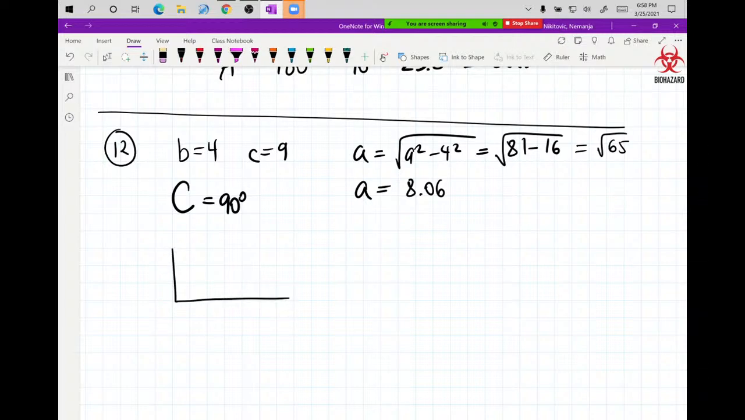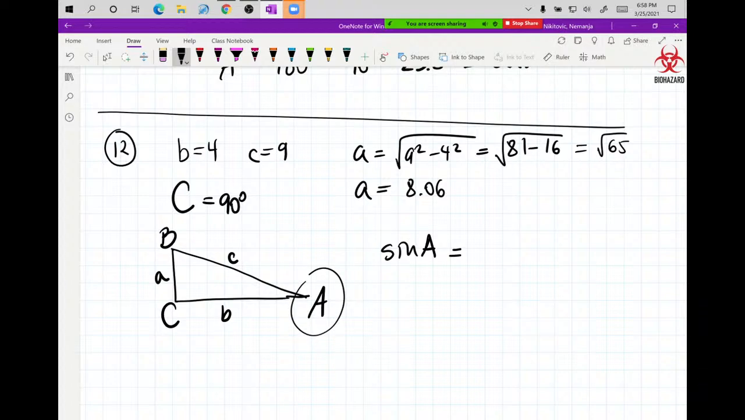Again, draw any way you want. Just make sure that capital C and lowercase c are opposite, capital A and lowercase a are opposite, capital B, lowercase b are opposite. And let's say you want to write sine of A. So you want A to be the angle you find. Well, if A is the angle you find and you want sine, that has to be opposite over hypotenuse. So opposite over hypotenuse, looking at the triangle.